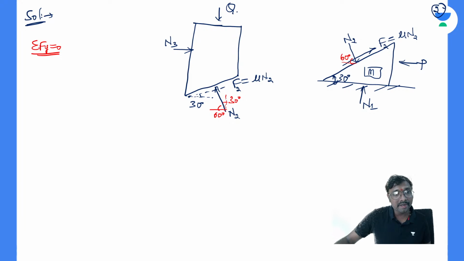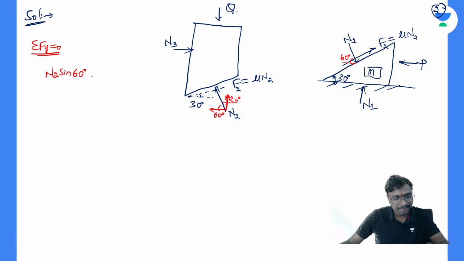So sigma Fy equal to 0, if you apply, what is that you can say? This is your N2, a vertically upward force. N2 at this surface, if you just observe, N2 sin 60 or cos 30, both are same, right?